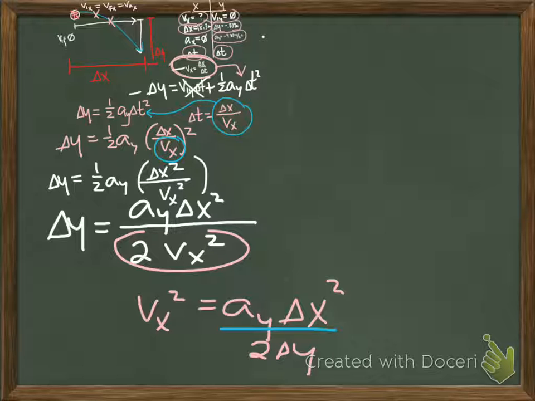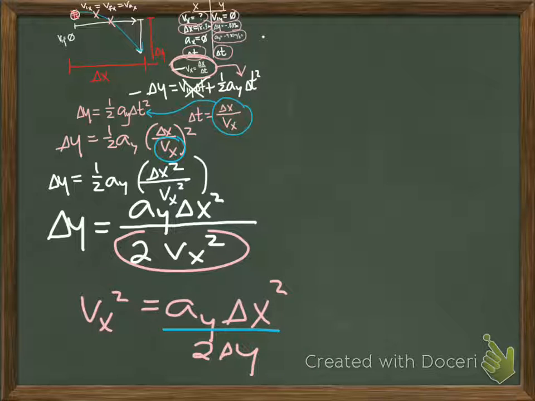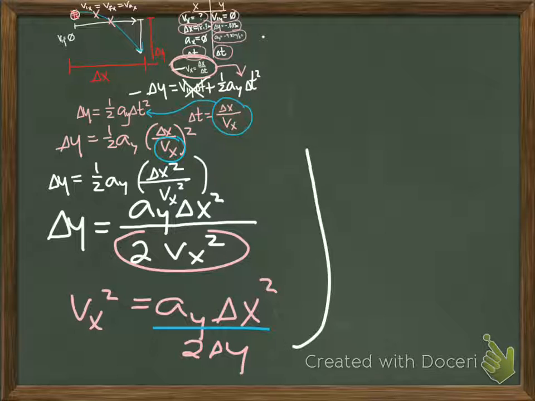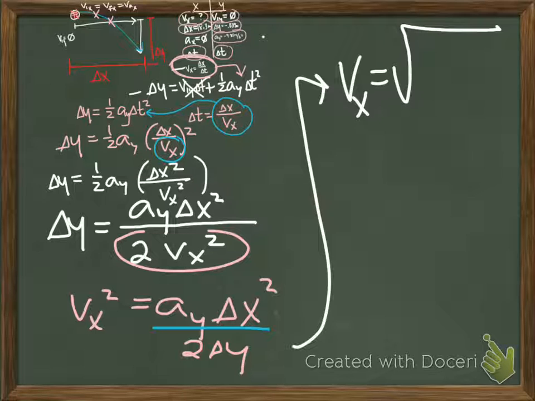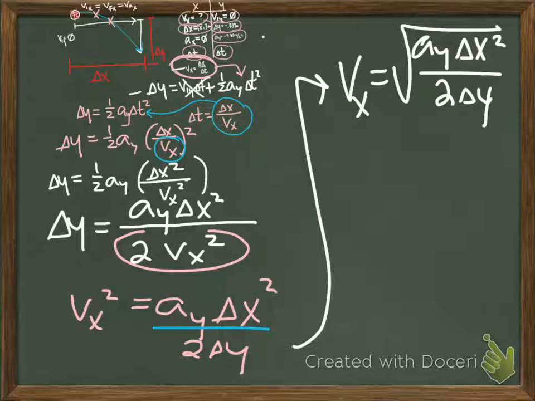So now it's a pretty easy solve from here on out because we're just taking the square root of both sides. So we have v sub x is equal to the square root of a sub y delta x squared over 2 delta y.